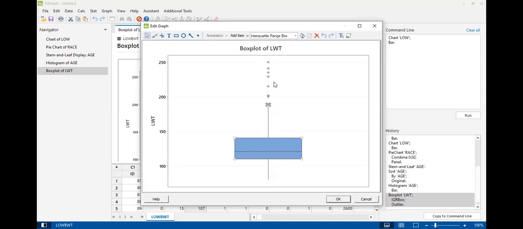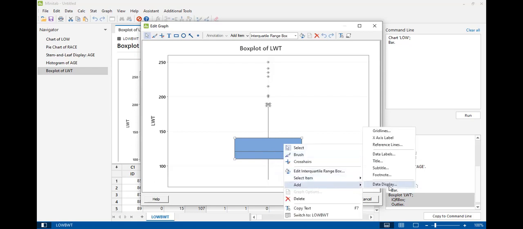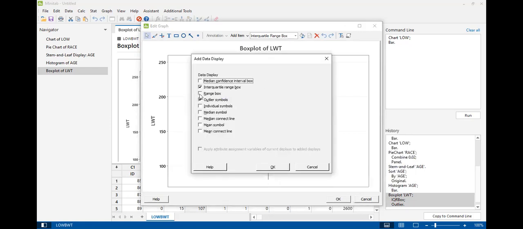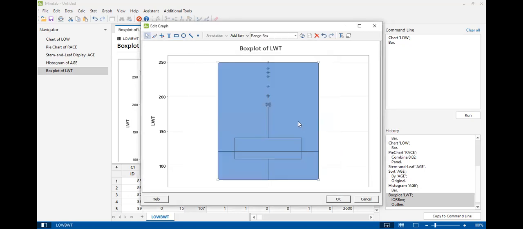We can already see the Q1, Q2, Q3, and in the whiskers here we can see the minimum, and the minimum value is 80, and the maximum one is 86, right? Or else we can add display. Let's say we can add the range box. Once we add the range box here, it also gives the range, right?